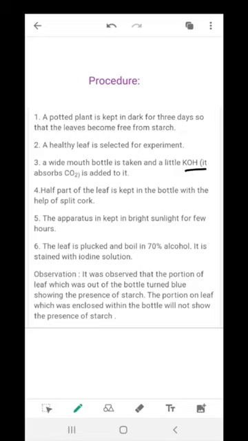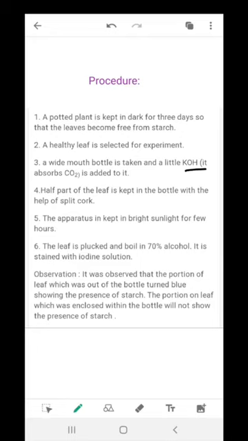What is the use of this KOH solution? It absorbs the carbon dioxide present inside the bottle. Half part of the leaf is kept inside the bottle with the help of a split cork. The apparatus is kept in bright sunlight for a few hours. Then the leaf is plucked and boiled in 70% alcohol. It is stained with iodine solution.